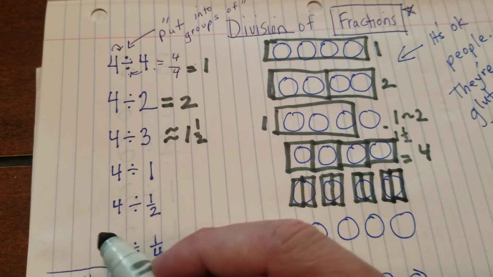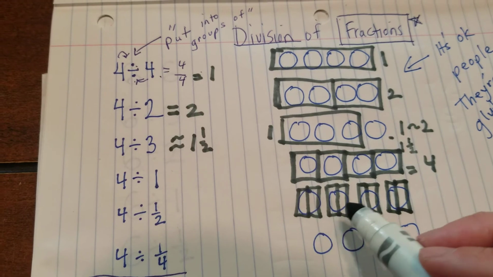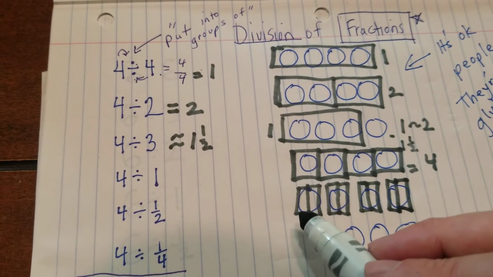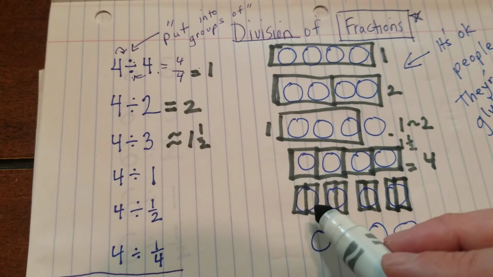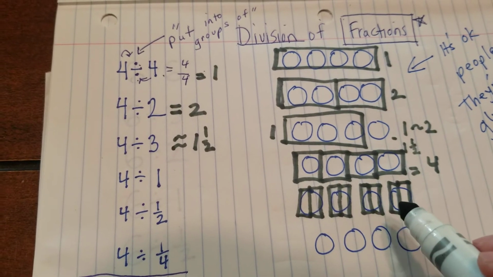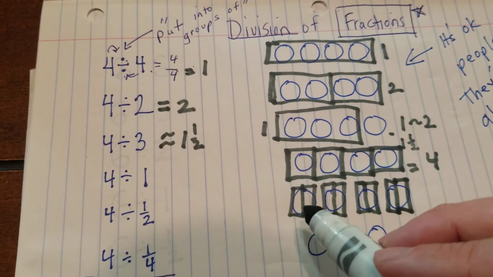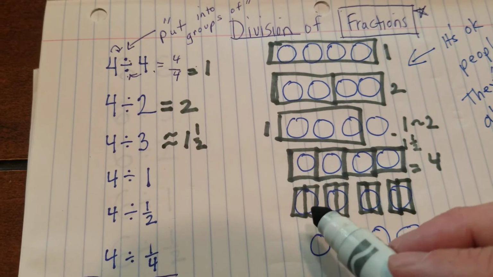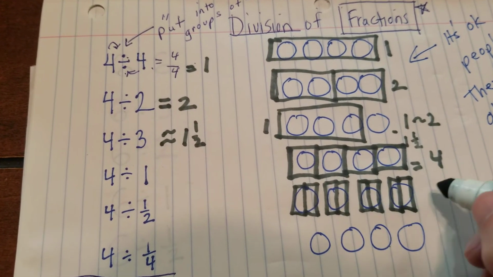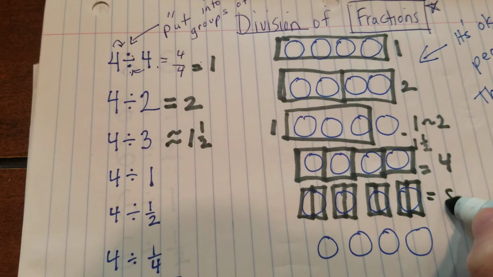So if I had 4 cookies and I put them into groups of a half a cookie each, how many groups would I get? Well, let's count them. 1, 2, 3, 4, 5, 6, 7, 8. And that makes a lot of sense, because if I have halves, then every whole should give me 2. And 2, 2, 2, and 2 is 8.